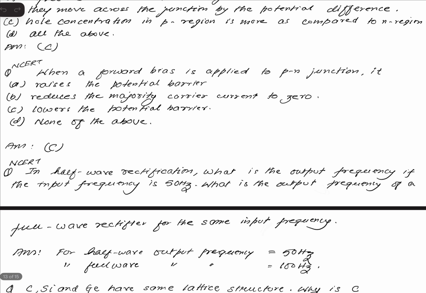When a forward bias is applied to a PN junction, it what? Raises the potential barrier? No. Reduces the majority? No. Lowers the potential barrier? Yes, it lowers the potential barrier. Option is again C, favorite.